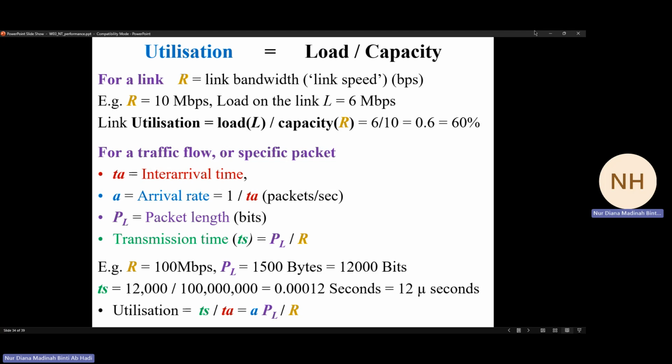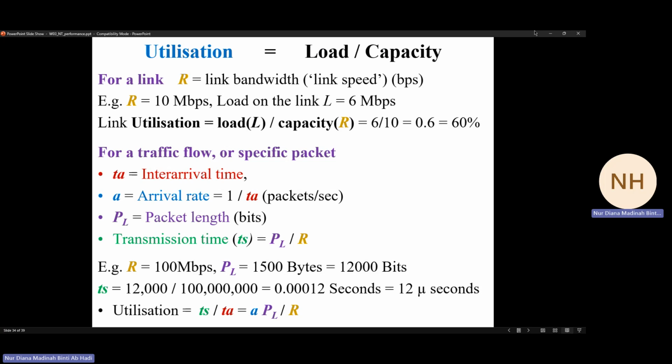So, this is the formula for you to calculate the utilization, which is load divided by capacity. Still remember, R is the representation of your link bandwidth, which is in bps. For example, if your R is 10 Mbps, and the load on the link is 6 Mbps, how do you calculate? You need to use load divided by capacity, which is 6 divided by 10. So you're going to get 0.6. Then you multiply with 100% because we want to get the utilization value in percentage, not in decimal form.